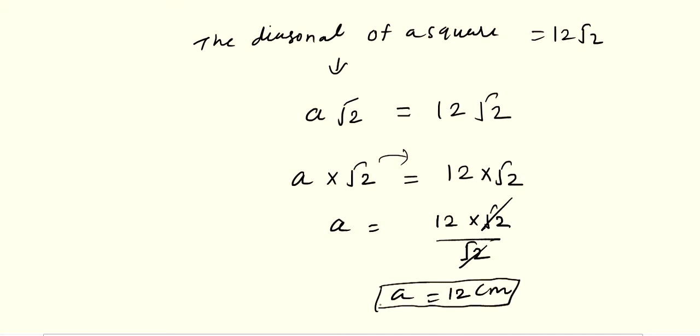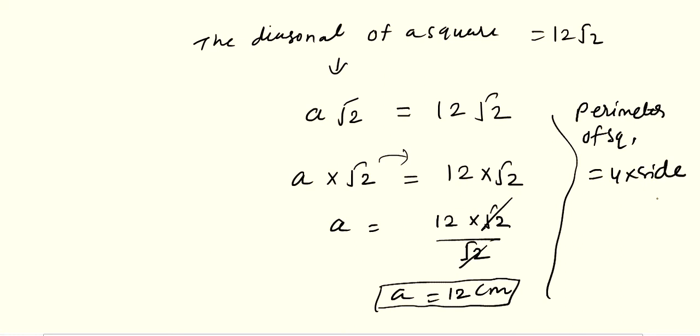Now this is the side. We are asked for the perimeter and the square is given. So the perimeter of a square equals 4 into side. So 4 into 12, 48 centimeters is the required perimeter. Then question number 5 you can solve. Question number 6 I am explaining here.